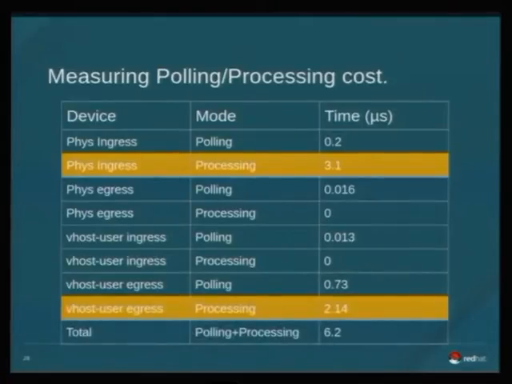All right, I measured how much time I spend polling each device and how much time I spend processing the device. So physical device for processing, I spend 3.1 microseconds, and the vhost-user egress device, which is coming back from the virtual machine, I spend 2.1 microseconds. Others are really low. Processing here is 0 because we are not using that. And the polling is quite fast. So these are the main ones. But the total, if you sum up all the numbers, you will get 6.2 microseconds to loop a batch of packets between in and out.